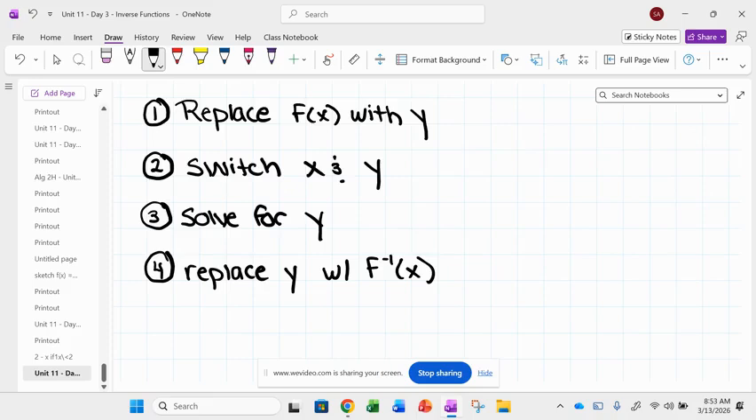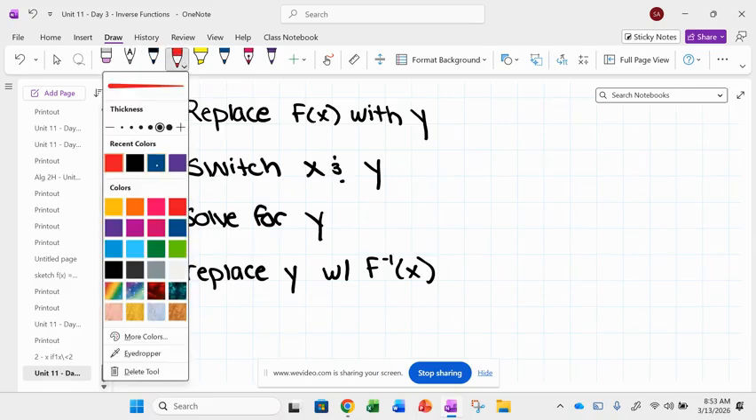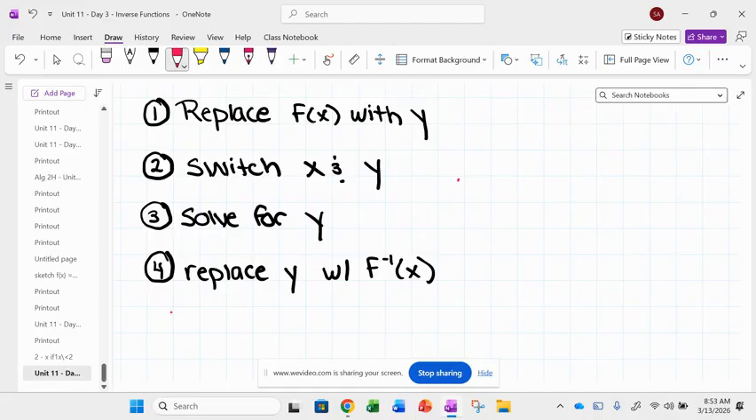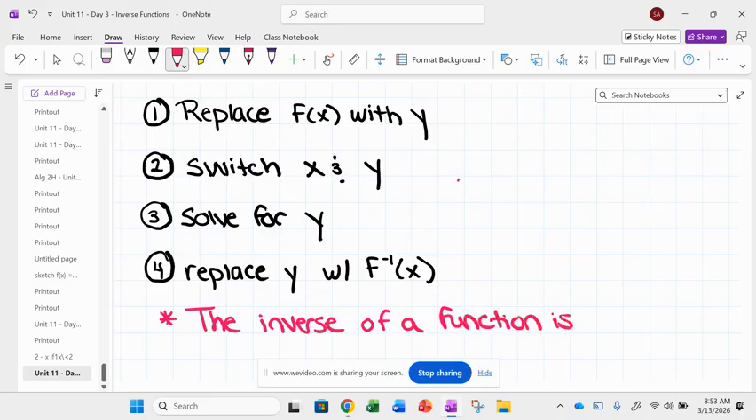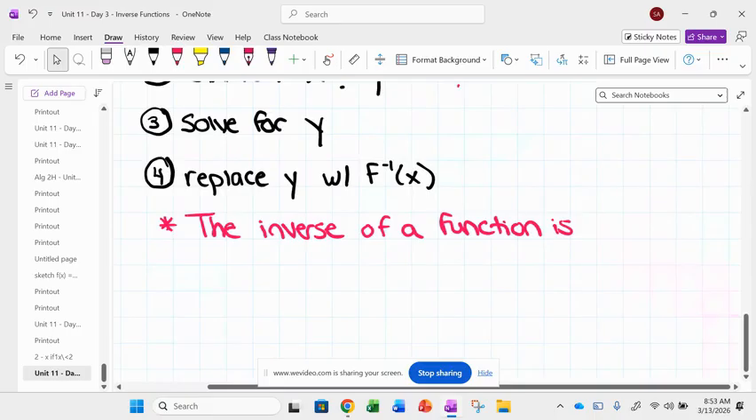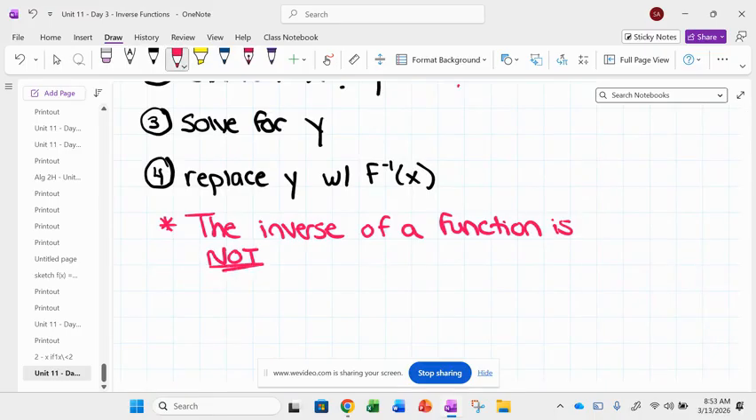And we're done. Now I'm going to put a little star here, and I'm going to make a note. The inverse of a function is not always a function.